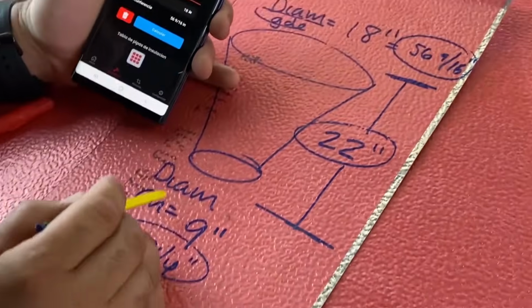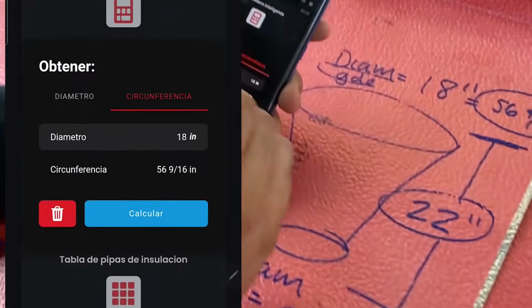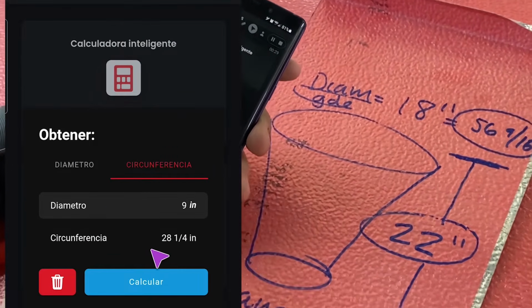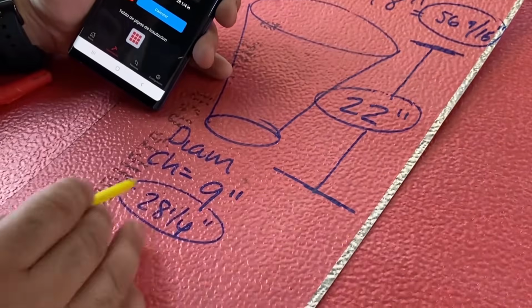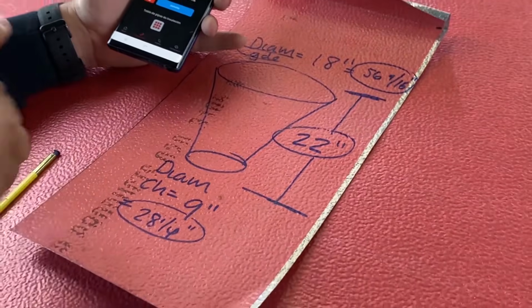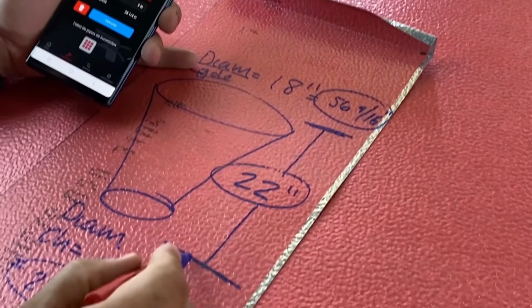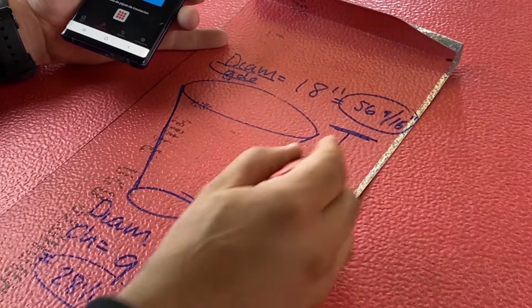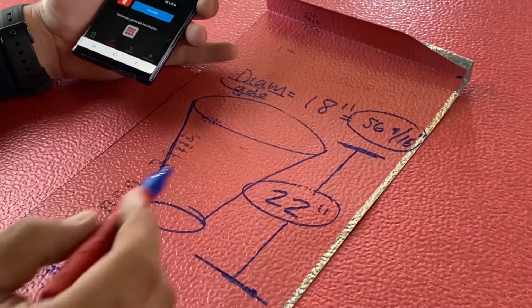We are also going to give it a small diameter of 9 inches. I'll put the same 9 inches, and it is 28 inches 1/4, which is the same as I already had. For the height, we're going to use the vertical height. We are not going to use the angular height, and the height is 22 inches.